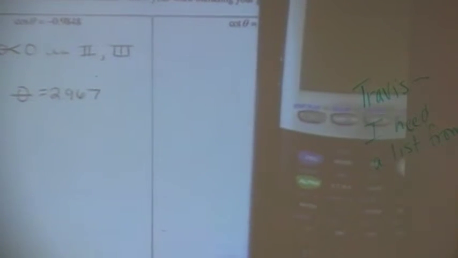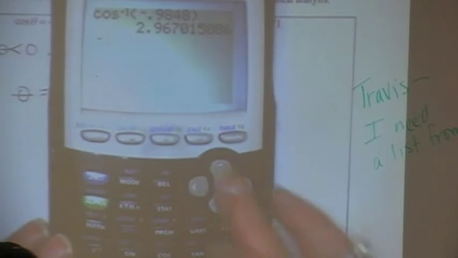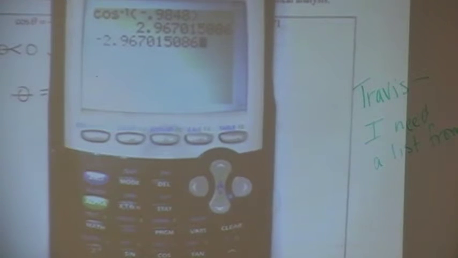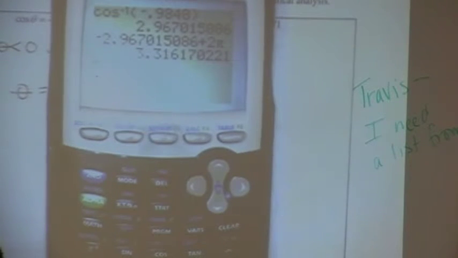All right, now I need my other angle. What are your rules for cosine? You can make it negative, and then add 360 or 2 pi. So in this case, if I make it negative, so I'm making negative the angle it gave me, and I'm actually going to add 2 pi. I put the pi in everything, because that's the rule. And I get 3.316, which would be in what quadrant? 3, because it's just slightly greater than 3.14. So that's your other angle.